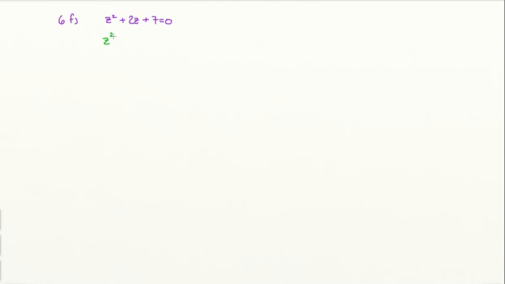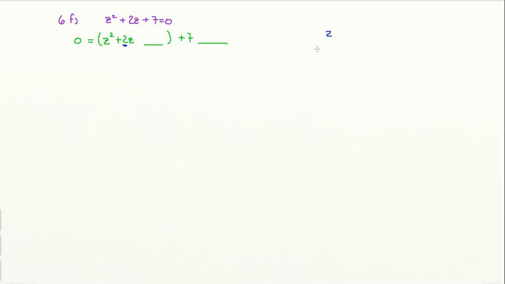So z squared plus 2z, I'm going to be including a number here. I have my 7 outside, and I'm going to be including a number there. This is equal to 0. I'm going to take my middle term inside the brackets.